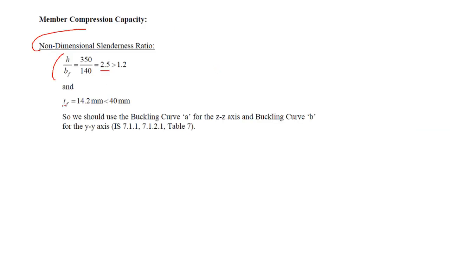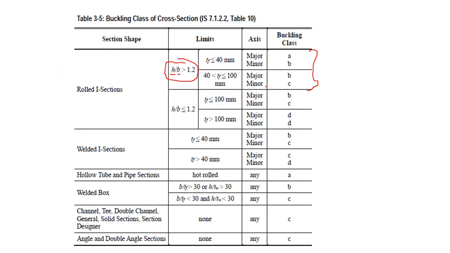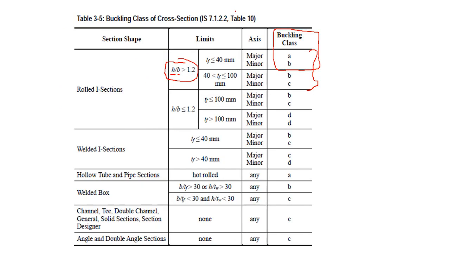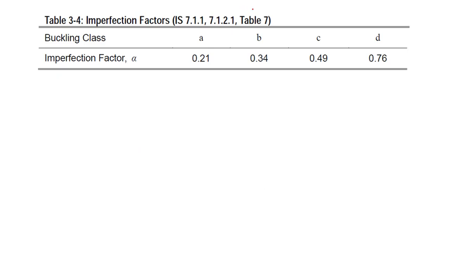And also we have thickness of flange less than 40 millimeters, so tf is less than 40, so the buckling class will be A and B. So we got it, buckling class will be A and B. From table 7, this one is the table 7, I got to find out for A and B, the imperfection factors 0.21 and 0.34.